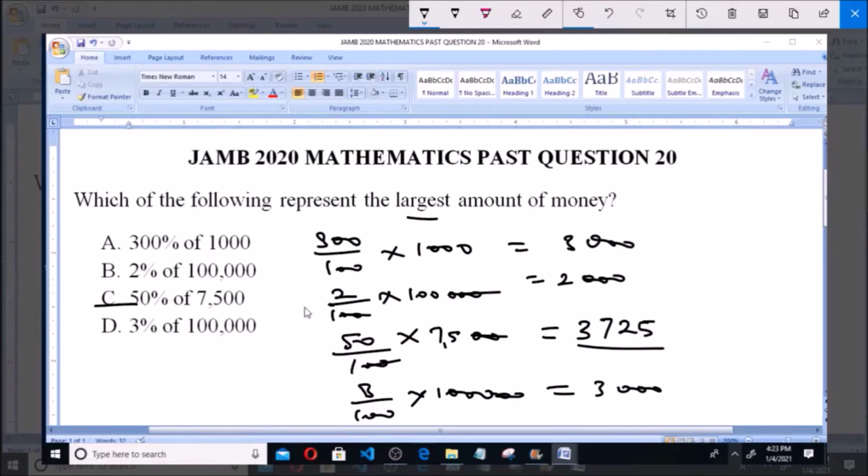So the answer to this question is actually option C.